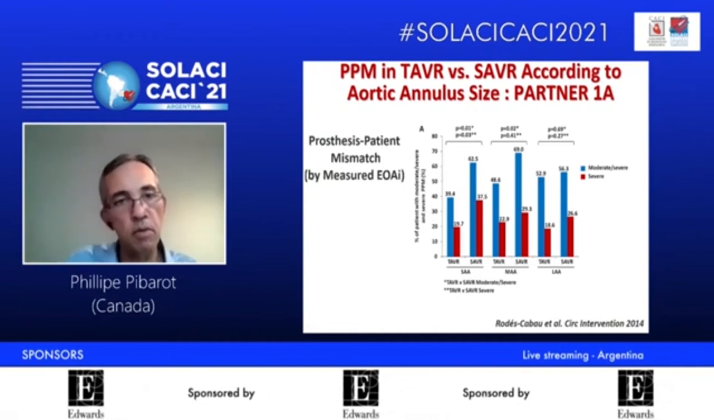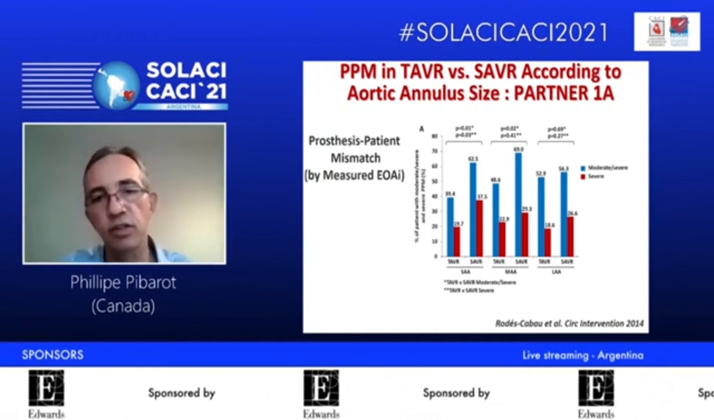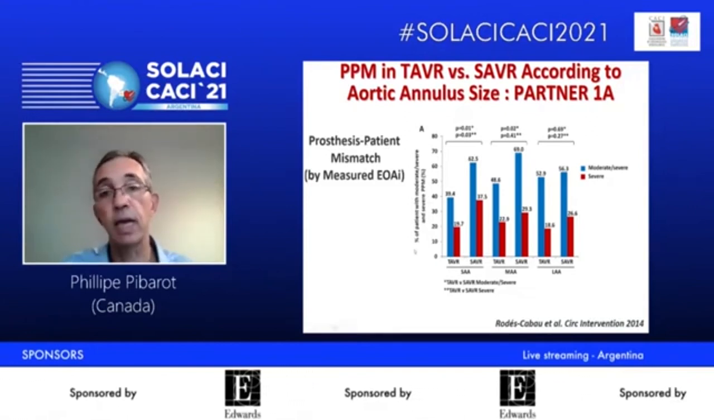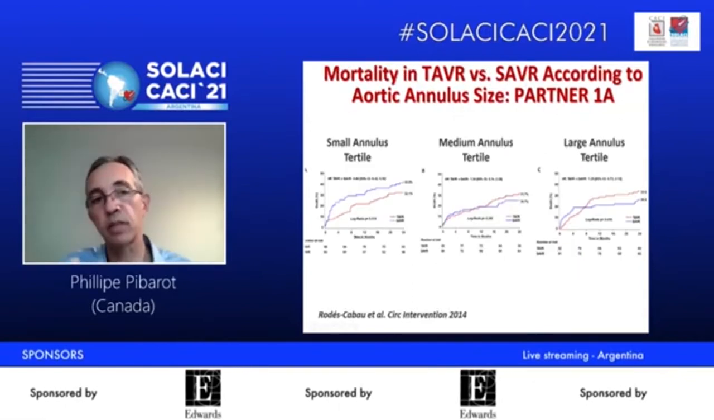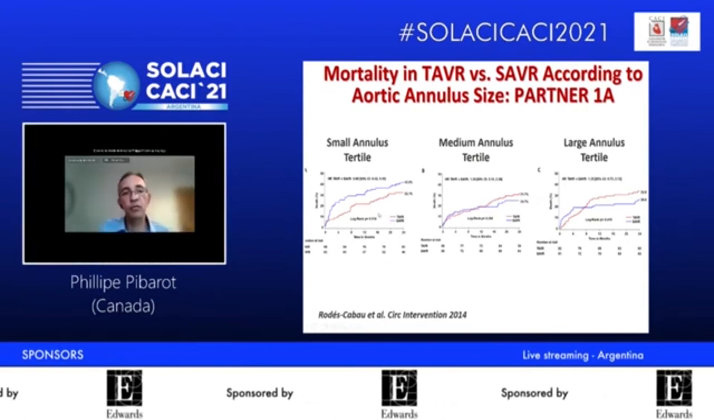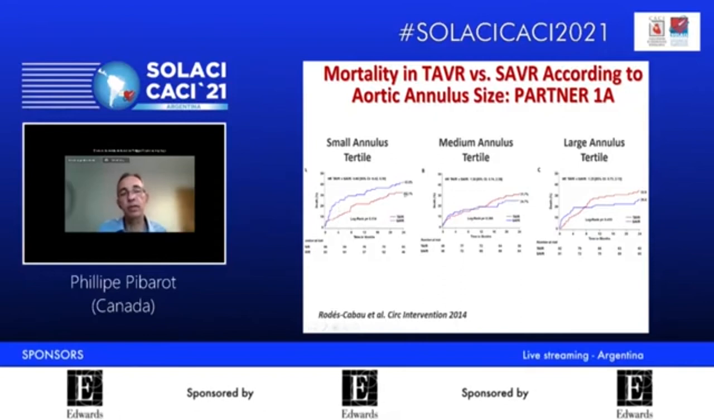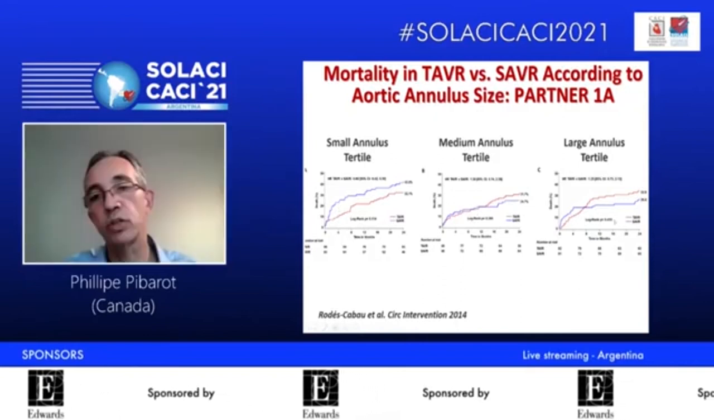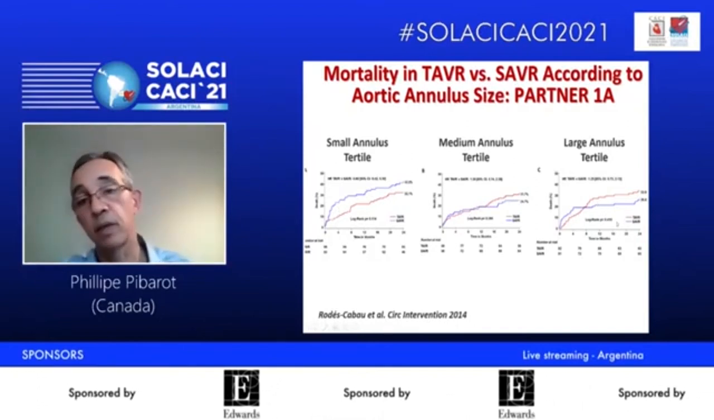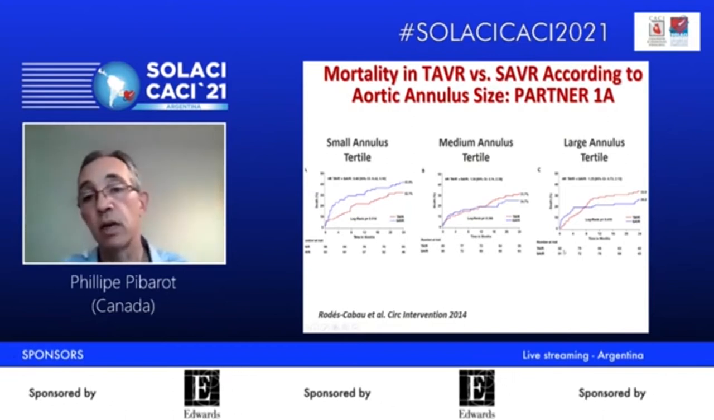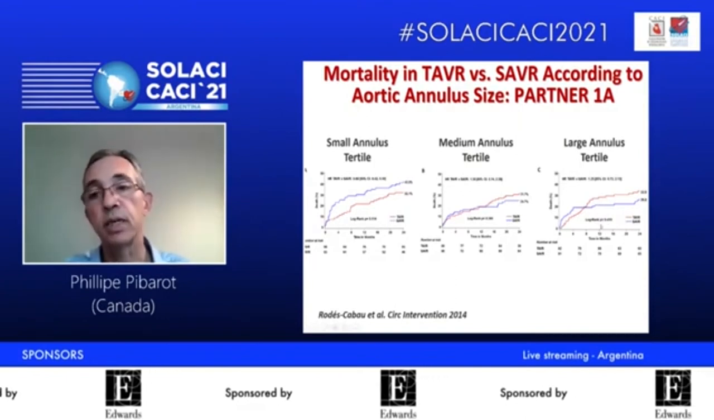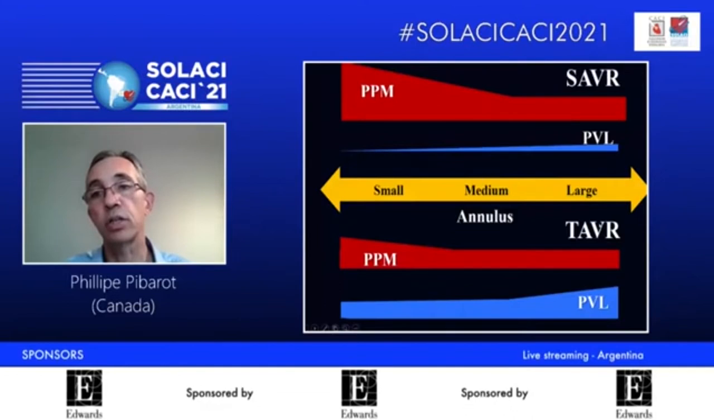Why? Because with a smaller annulus, you see an exponential increase in the incidence of severe mismatch in SAVR, but not necessarily to the same extent in TAVR. And so, surprisingly, when we look at the impact on outcomes, there was at least a strong trend for higher mortality with SAVR versus TAVR in the small annulus tertile, whereas in the medium annulus tertile it was neutral, and in the large annulus, maybe the opposite. This was believed to be due to the fact that, in counterpart to mismatch, there was a higher paravalvular leak, of course, in TAVR versus SAVR, especially in the large annulus tertile.